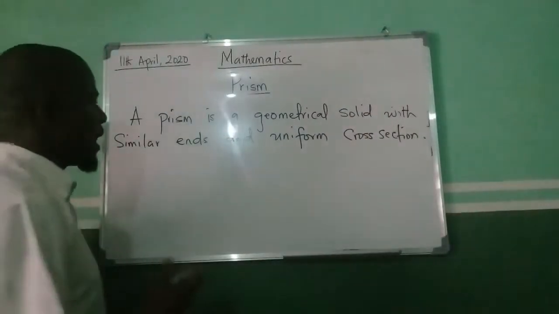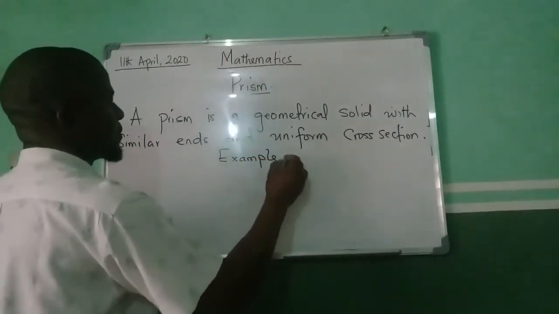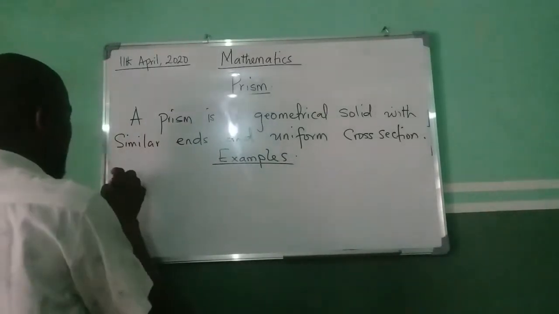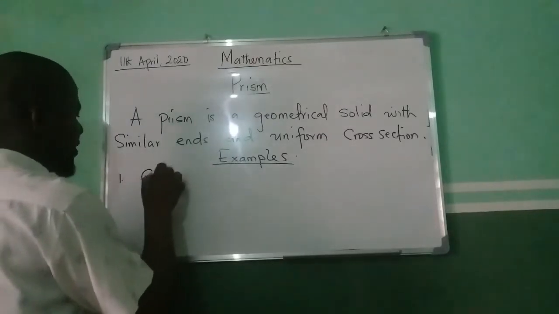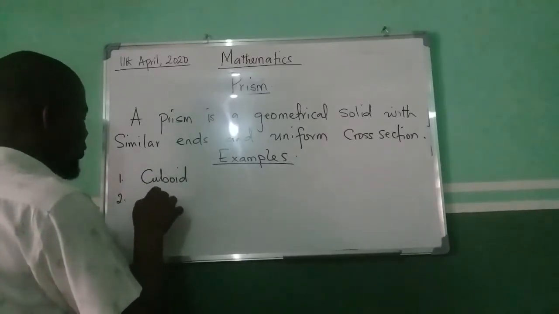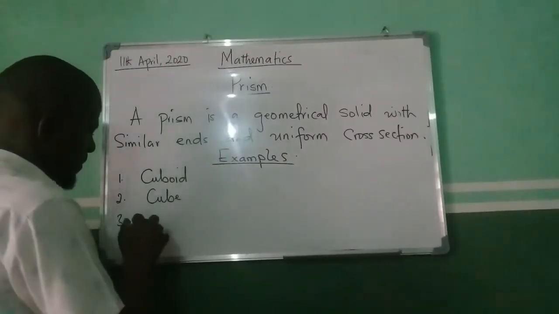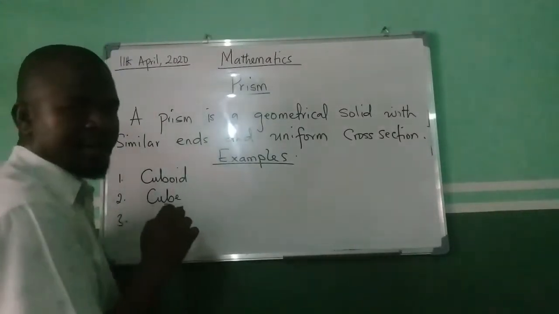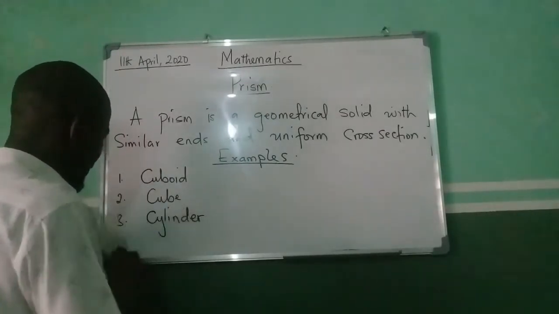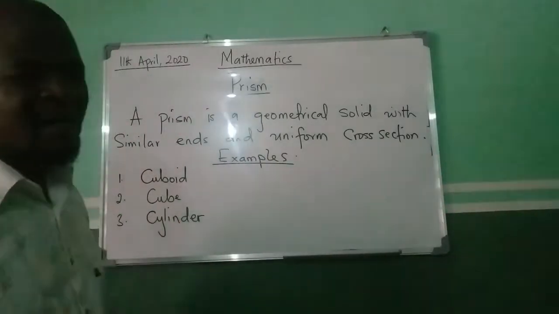Okay, now we are going to look at examples. These are examples of prisms. We have cuboid, we have cube, we have cylinder, we have pyramids. Okay, we have so many other examples.